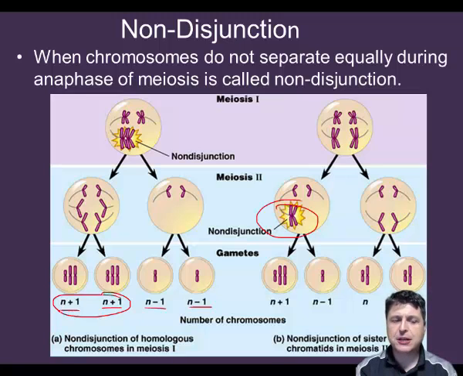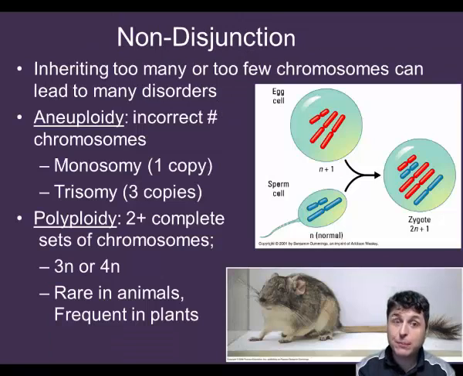If non-disjunction happens as a result of anaphase 2, it's possible that at least half of the resultant gametes will have the appropriate number of chromosomes, whereas those that are the result of non-disjunction will have an abnormal number of chromosomes. Inheriting too many or too few chromosomes can lead to many disorders. An incorrect number of chromosomes is referred to as aneuploidy.